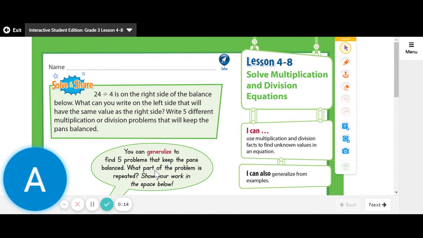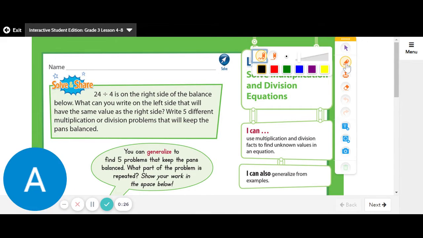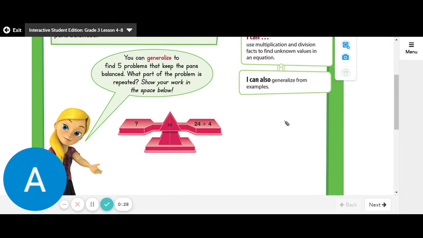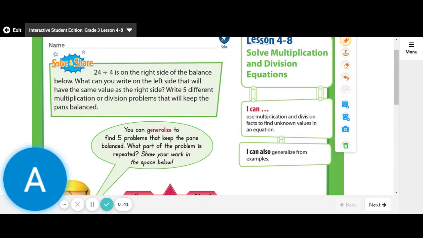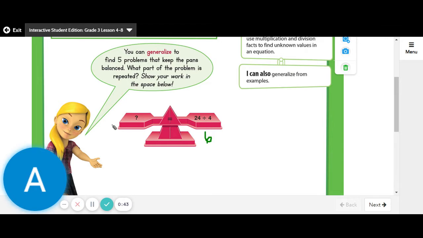24 divided by 4 is on the right side of the balance below. What can you write on the left side that will have the same value or the same number amount as the right side? Write 5 different multiplication or division problems that will keep the pans balanced. So let's look here. We know 24 divided by 4. So our first step, we want to think about what is 24 divided by 4? 4 times what is 24? We know it's 6.